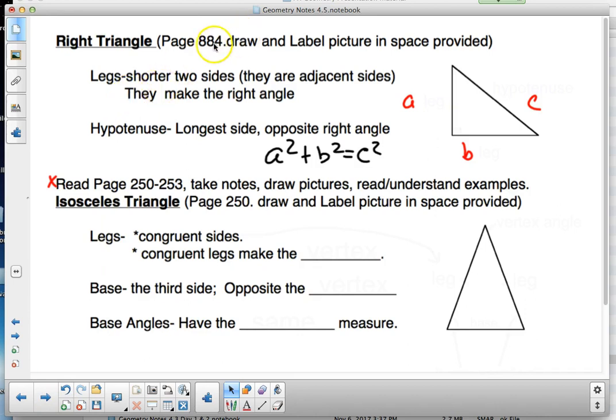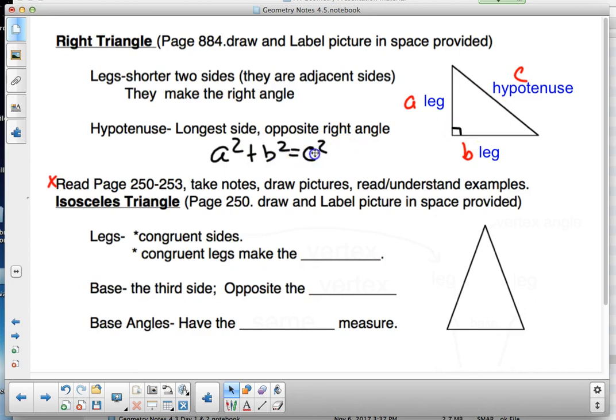Now, right triangles. If you're looking at your online book, it's page 884, and I had originally done this as a self-study, but I'm having you do a self-study with a video today. We're drawing and labeling a picture in the space provided. When I'm looking at a right triangle, generally we have A and B and C, and A and B are considered the legs. C, the hypotenuse, is always opposite the right angle.